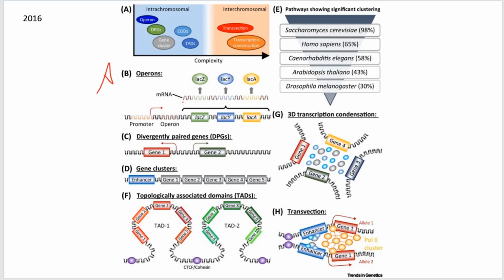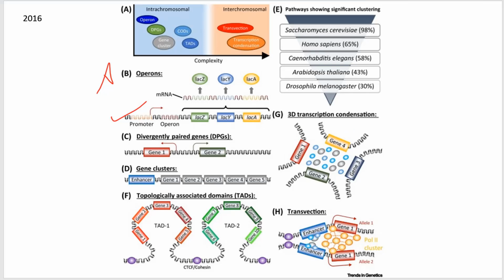You can see here, in bacteria we have lacZ, lacY, lacA, all together transcribed under a single promoter. So this is how related genes are transcribed in prokaryotes. Now this is another kind of gene system. In eukaryotes, what we see is gene clusters. What is that? 3D transcription condensation.